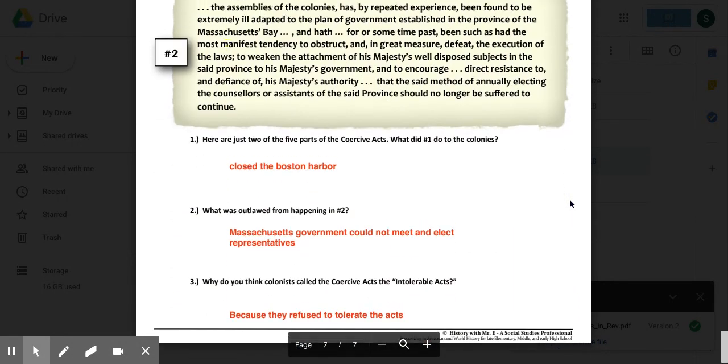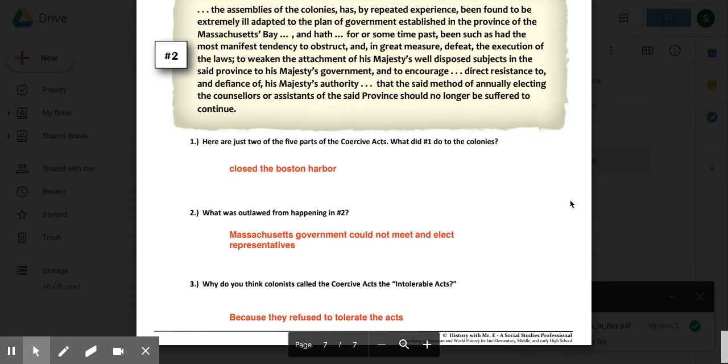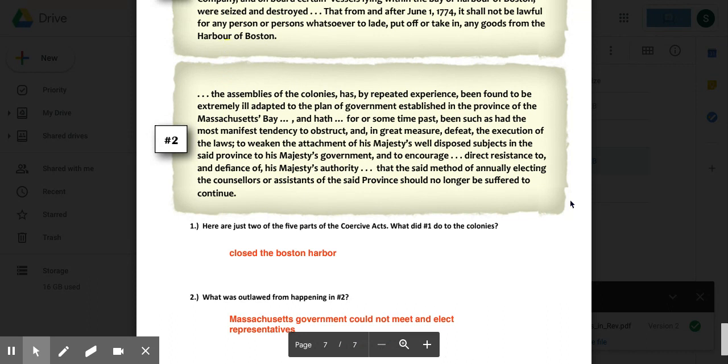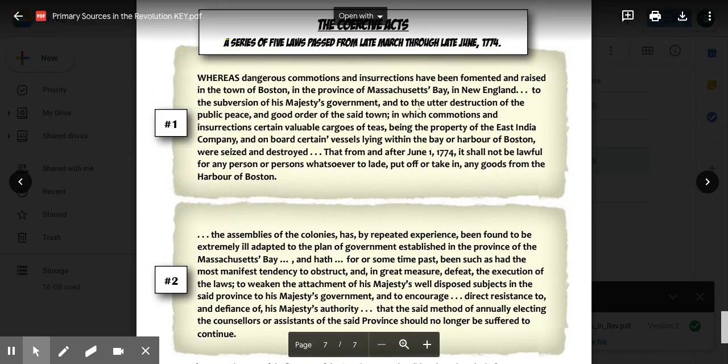All right, and then the coercive acts. This is our last one, and then we'll be done for today, guys. Question 1, it says, here are just 2 of the 5 parts of the coercive acts. What did number 1 do to the colonies? So it says, read the coercive acts. So let's take a look at number 1.